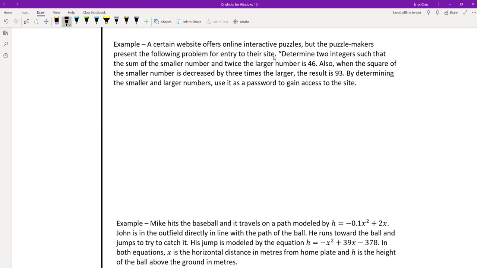Okay, so normally what happens is, anytime I have these types of word problems, I always highlight the things that are important.